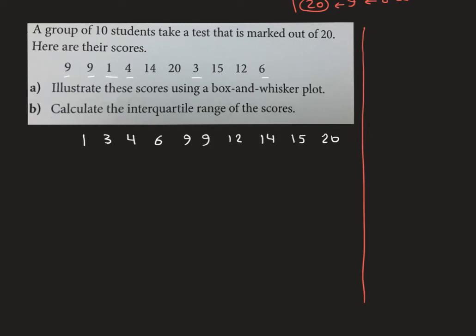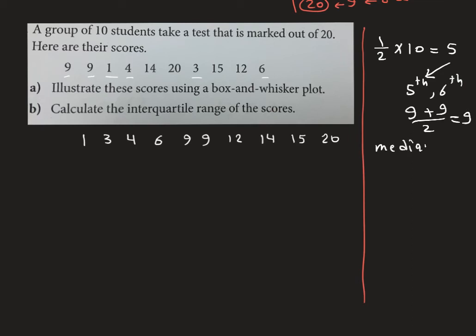To find the median, order for the median: 1/2 times the total, which is 10, so you get 5. If you have a whole number, take this number and the next, so take the fifth and sixth, 9 and 9. So (9 plus 9)/2 is 9. So the median is 9.